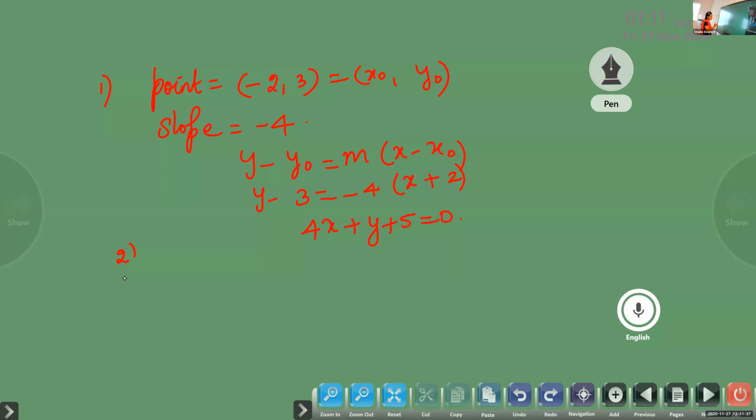Second one. Find the equation of the line for which tan theta is equal to 1/2 and y-intercept is -3/2.